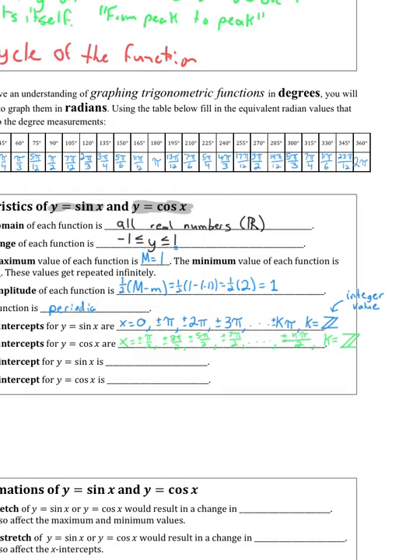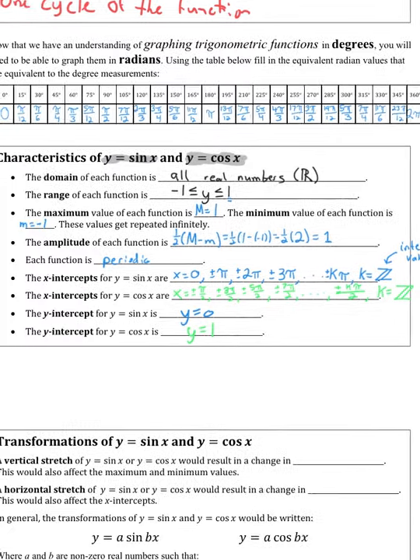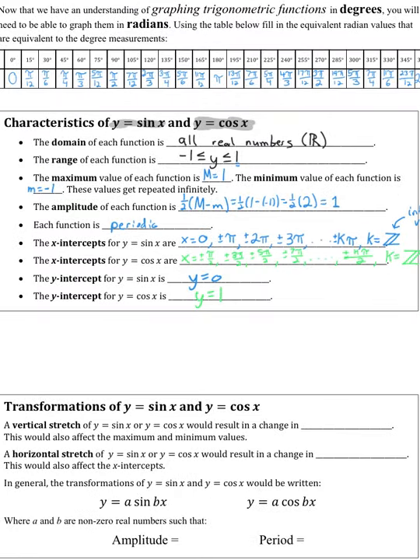The y-intercept for y equals sine of x is y equals 0. And the y-intercept for y equals cosine of x is y equals 1. So if I plugged in 0 for sine and typed it into my calculator, I'd get 0. If I plugged in 0 for cosine, I'd get 1. All right, so those are the two y-intercepts.